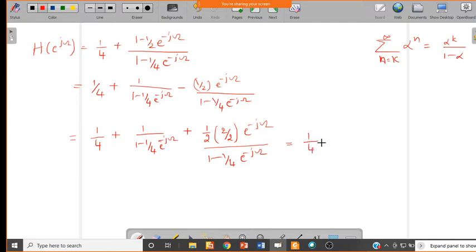1 by 4 plus 1 over 1 minus 1 by 4 e power minus j omega, plus, so now you can see 1 by 2 into 1 by 2, 1 by 4. I can write, so I will retain 2 and write it as 1 by 4 e power minus j omega, and this divided by 1 minus 1 by 4 e power minus j omega.